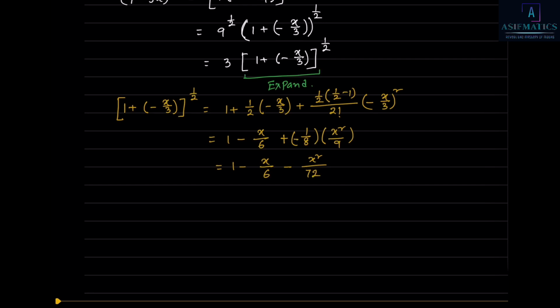So the final answer, because there is another 3 there, this 3 we need to multiply, because we just expanded the next part. So now we can write (9 minus 3x) to the power 1 by 2 equals 3 times (1 minus x by 6 minus x square by 72). So finally we can write 3 minus x by 2 minus x square by 24. So that is the answer for this expansion.